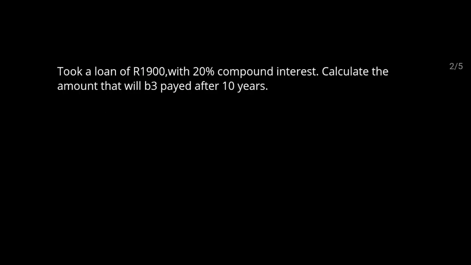This one says Barry took a loan of 1,900 with 20% compound interest per year. I think it's missing the words per year there. Calculate the amount that will be paid after 10 years. So they've given us this amount, the 20% and the 10 years.